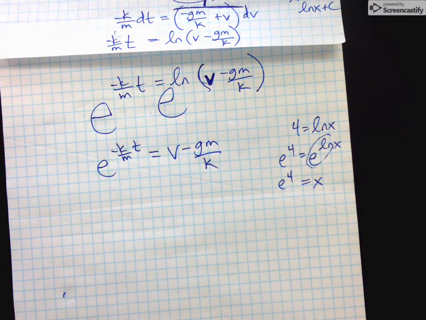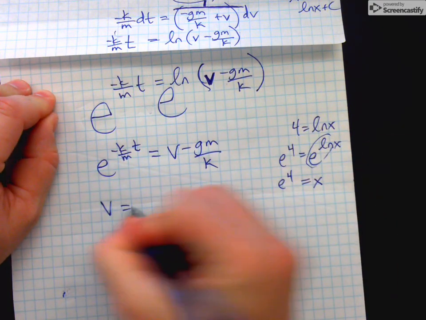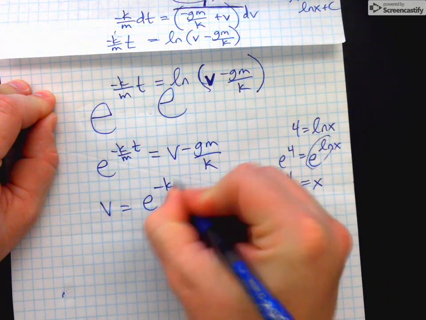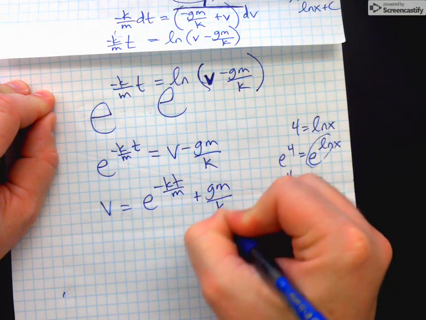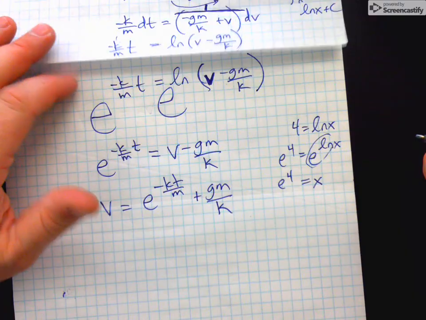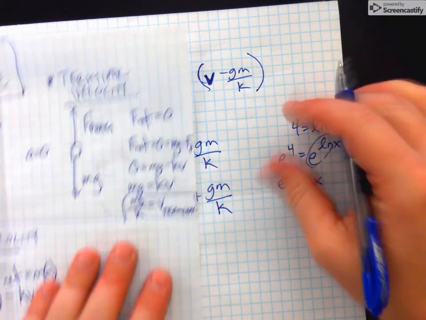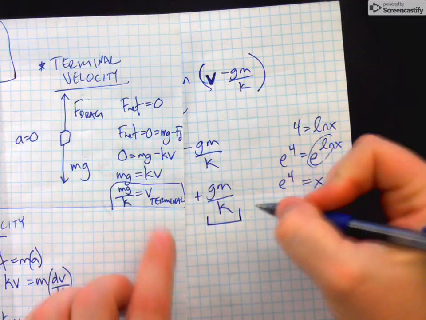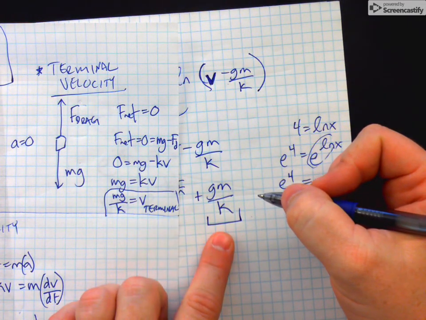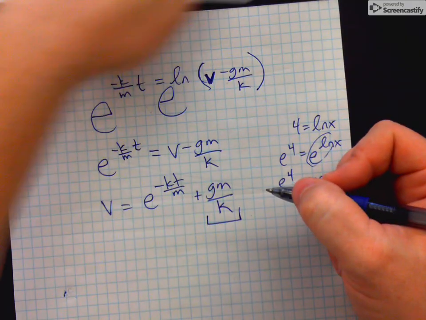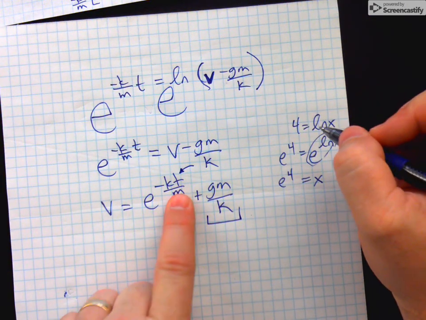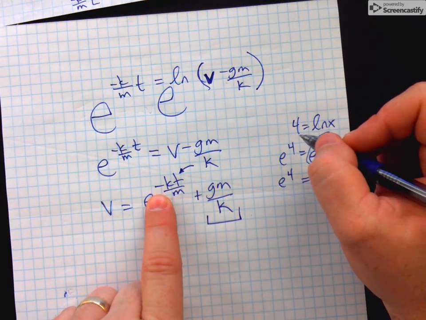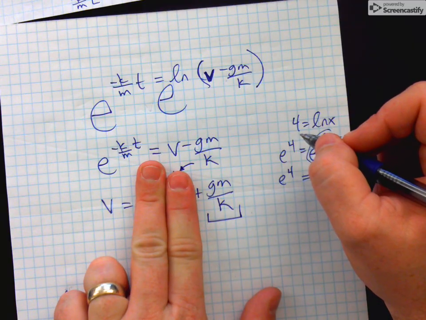Cool. So now slide it over. I have velocity equals e to the negative kt over m plus gm over k. And if we go backwards in time, see how this looks familiar? The terminal velocity. If I put a very large time in here, a huge amount of time, and it's a negative power, this ends up going away to 0. And so I end up with the correct form.